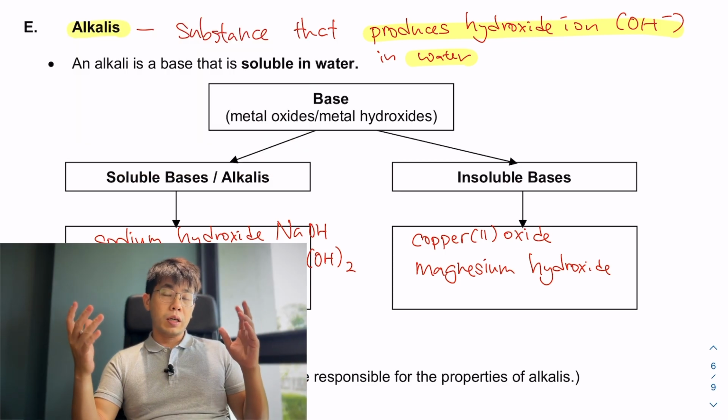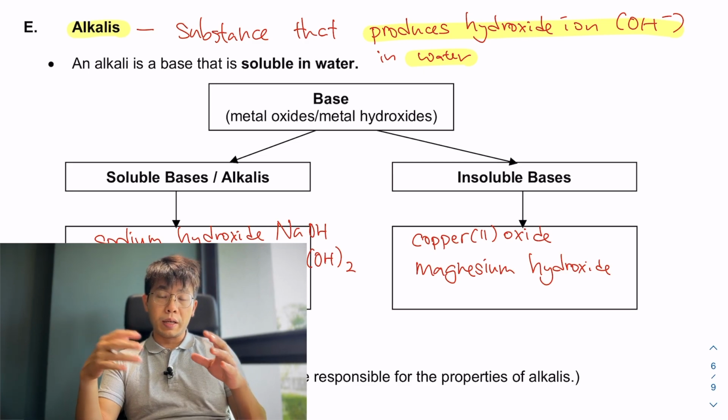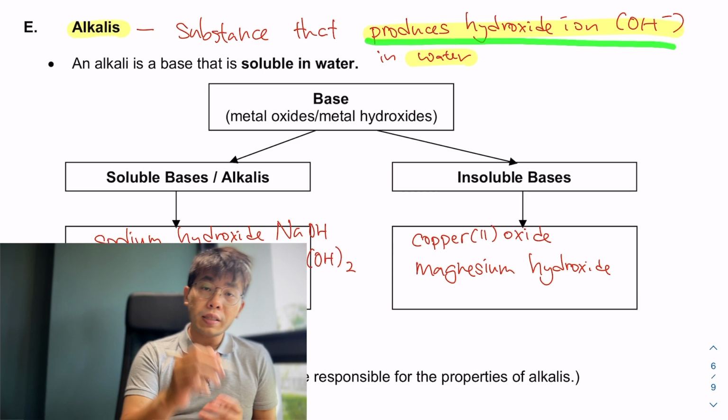What we need to know here is that an alkali is a substance that can dissolve in water and produces hydroxide ions. And it's a type of base.